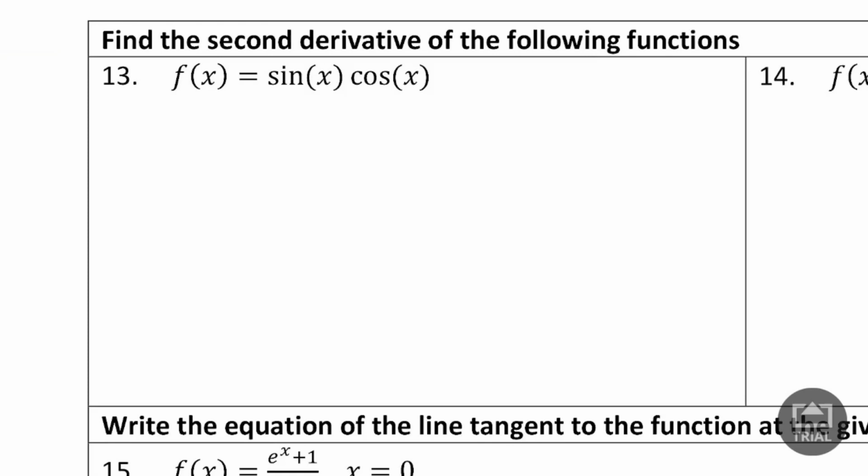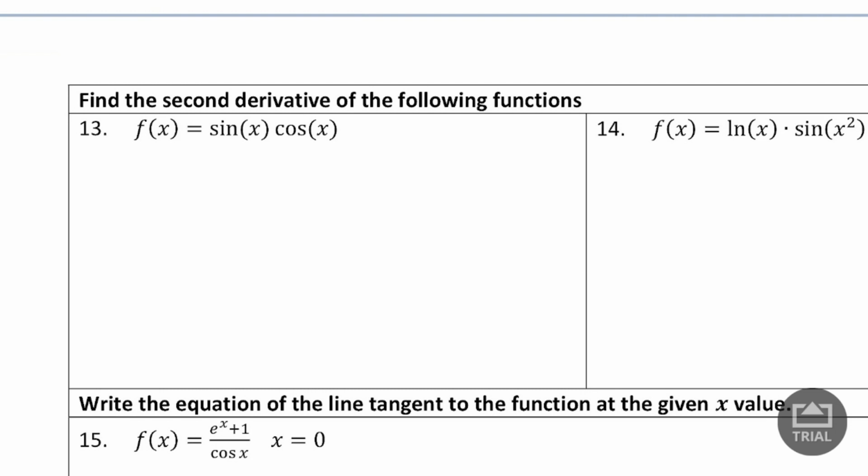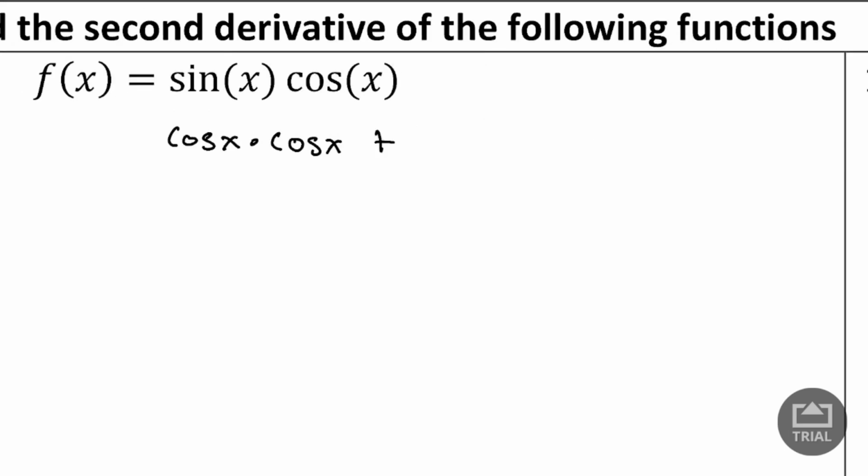Hello everyone, so this is the second part of the Quiz 2 Unit 2 review. So 13 and 14 are basically, we're going to find the second derivative, and to do that, we're going to do product rule. So in this case, the derivative of sine is cosine times cosine x, plus the derivative of cosine, which is negative sine x times sine x.